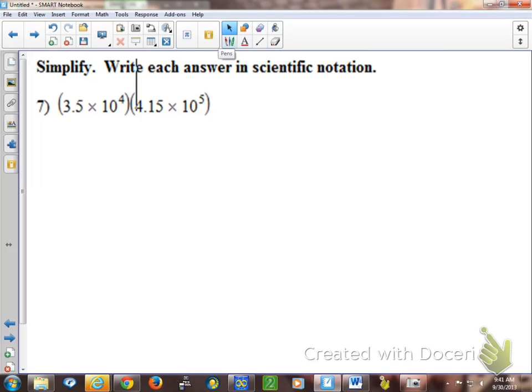All right. Scientific notation. I'm going to need somebody with a calculator to help me with this. First thing you have to do, multiply the first numbers. What's 3.5 times 4.15? Anybody with a calculator? Thank you, sir. 13.0725.